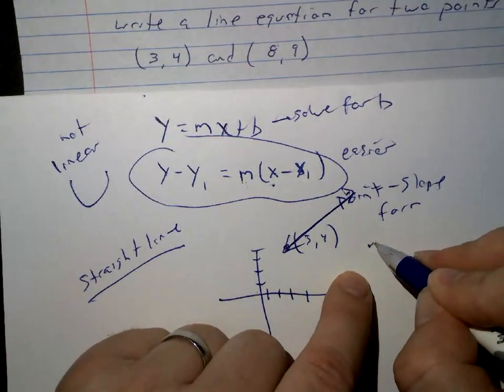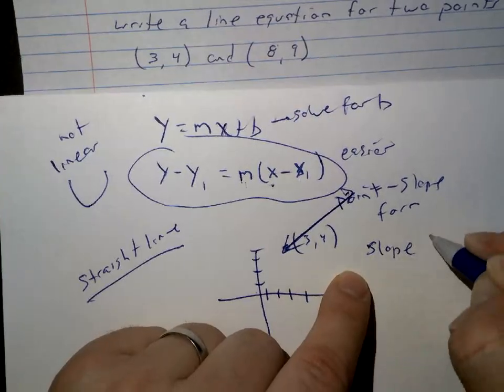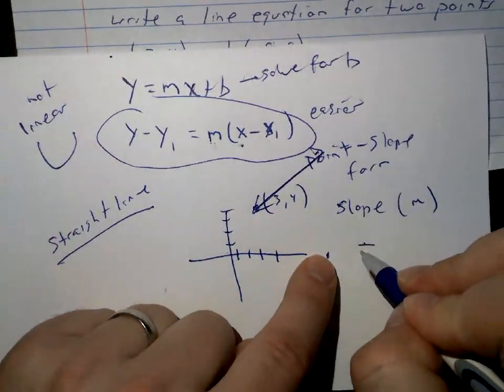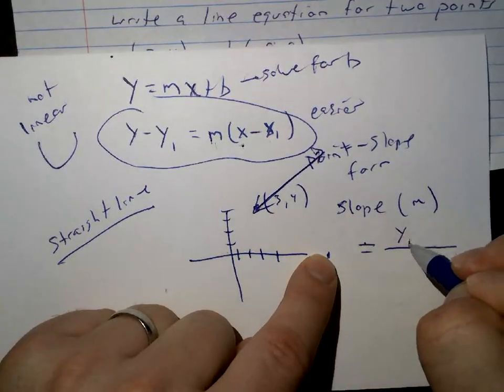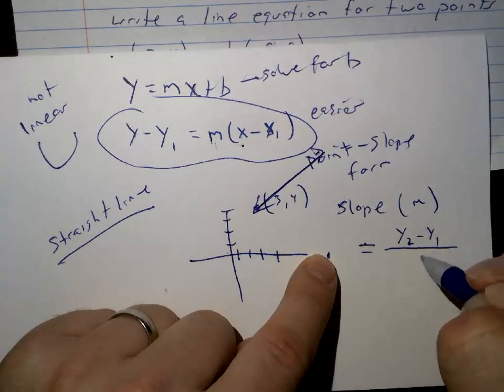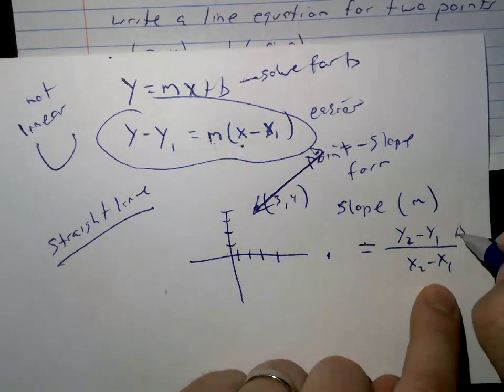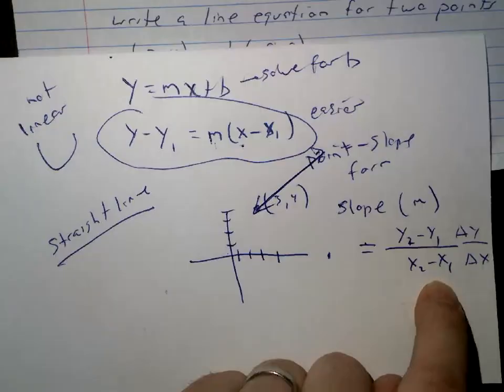So slope is our m. And do you remember how slope goes? It's y2 minus y1 over x2 minus x1, right? Or what is it? Rise over run.